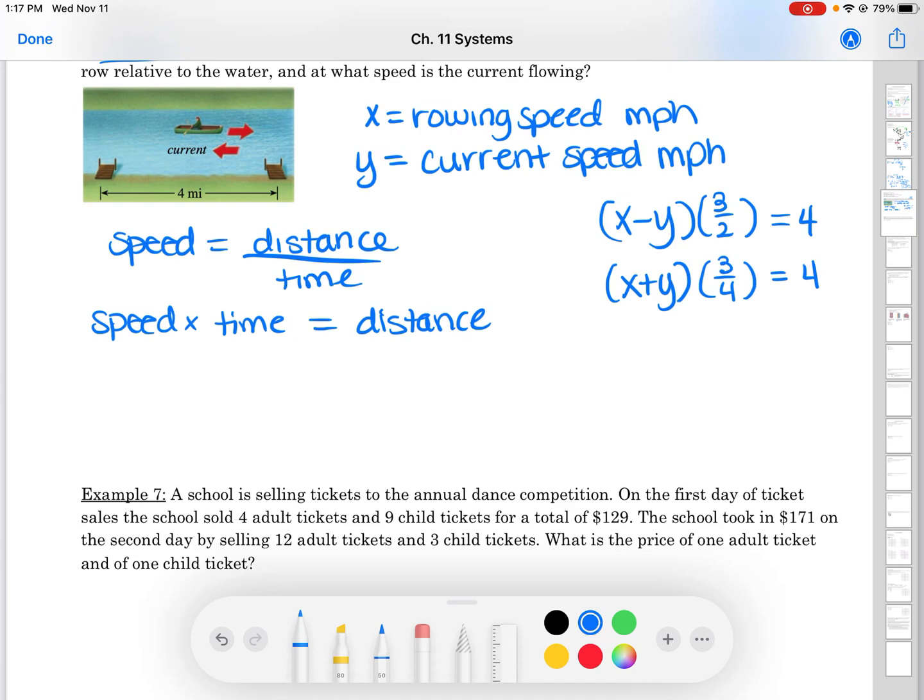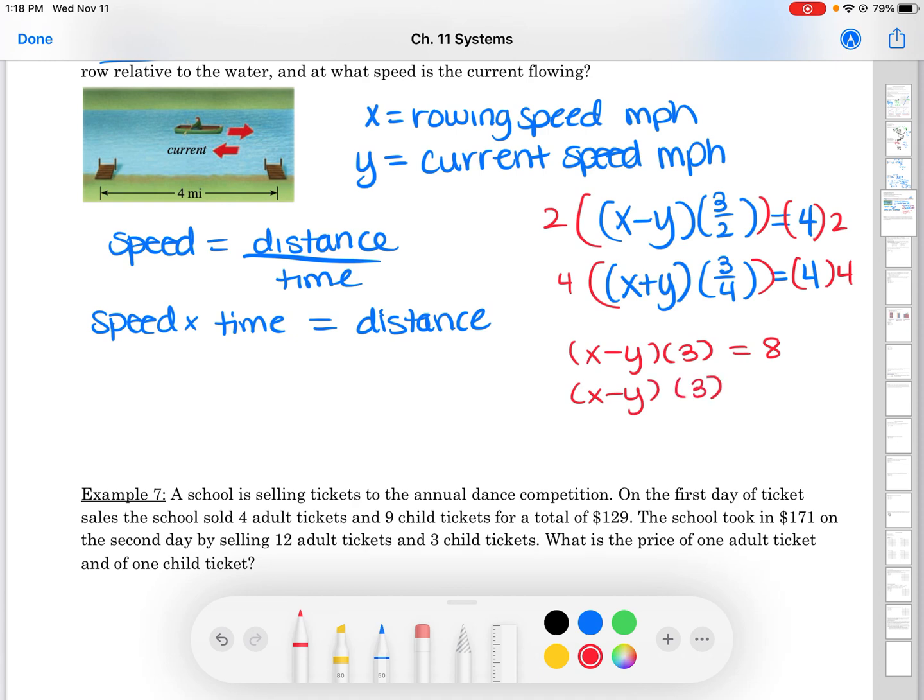Let's start with that. So if we multiply both sides by 2 and both sides here by 4, then I don't have to worry about fractions at all. So that's going to give me x minus y times 3 is equal to 8, and we have x plus y times also 3 is equal to 16. Okay, and let's distribute that 3. So we get, I'm just going to write it over here, I'm running out of space, 3x minus 3y equals 8, and I have 3x plus 3y is equal to 16.